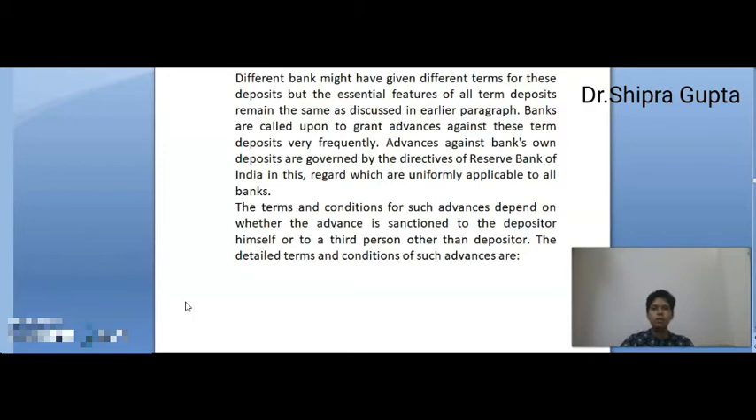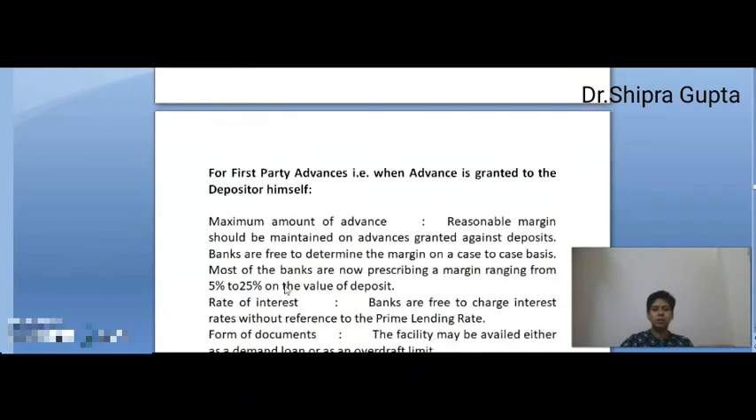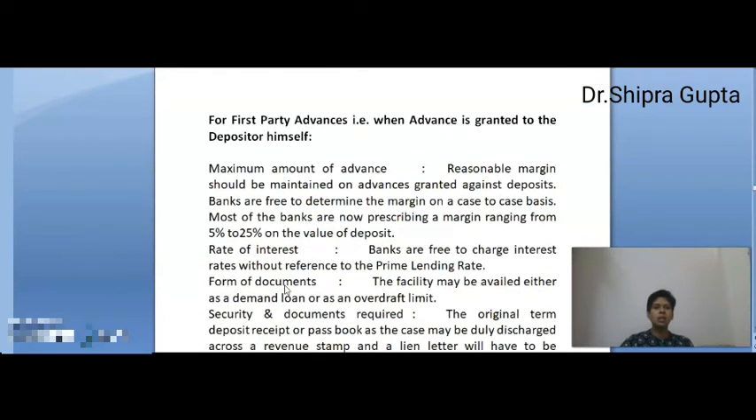The terms and conditions of such advances depend on whether the advance is sanctioned to the depositor himself or to a third person other than the depositor. The detailed terms and conditions of such advances are: first, we will study the first party, when the depositor takes the loan by himself. So first party advances, when the advance is granted to the depositor himself.